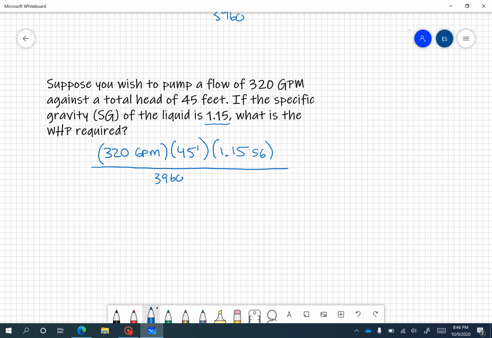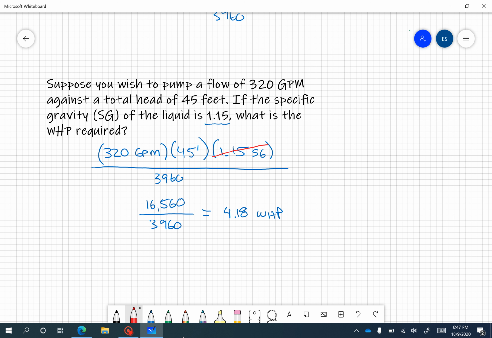320 times 45 times 1.15 equals 16,560 divided by 3960 equals 4.18 water horsepower.